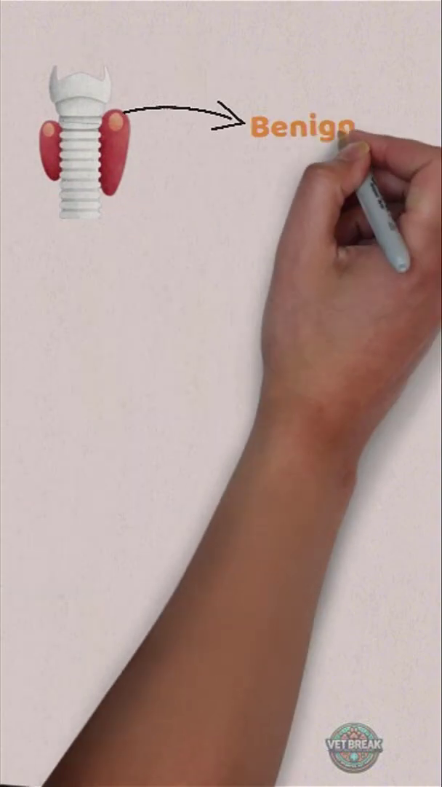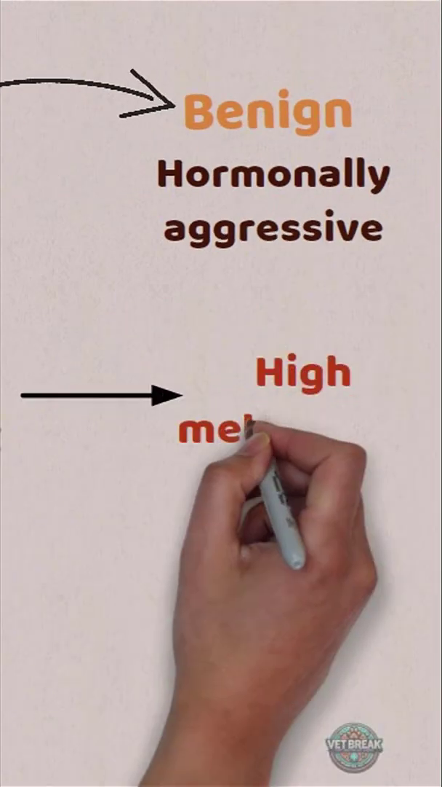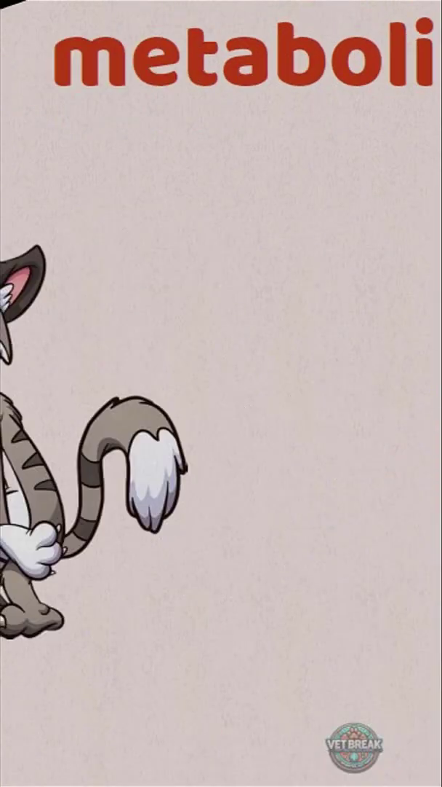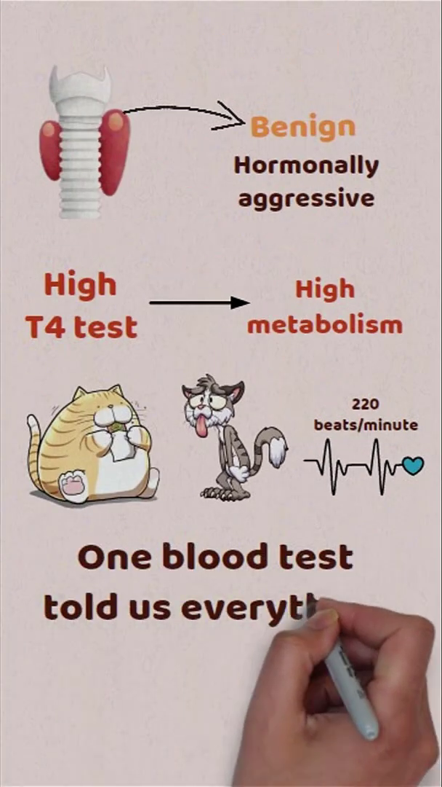It starts with a rogue nodule on the thyroid gland, often benign but hormonally aggressive. A high T4 test means high metabolism. That's why Whiskers ate like crazy, lost muscle, and had a 220 beats per minute heart rate. One blood test told us everything.